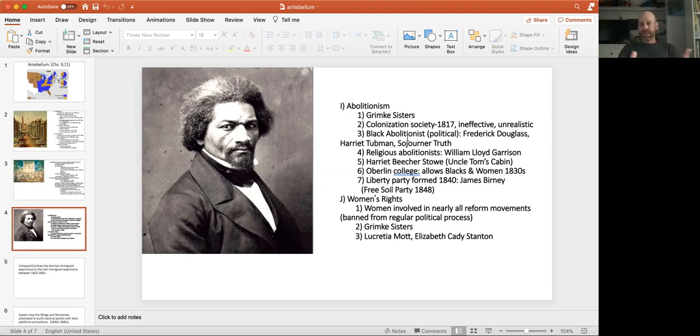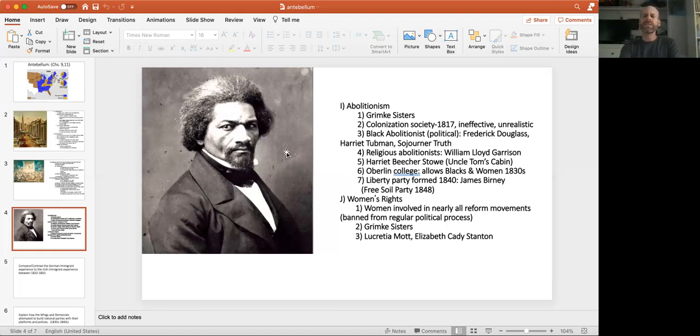William Lloyd Garrison, etc. Then you started to get Black abolitionists, actual escaped slaves like Frederick Douglass, pictured here, or Sojourner Truth, or Harriet Tubman, who said, yeah, you can criticize slavery from a biblical perspective, but I've actually lived it. Let me tell you about my life.